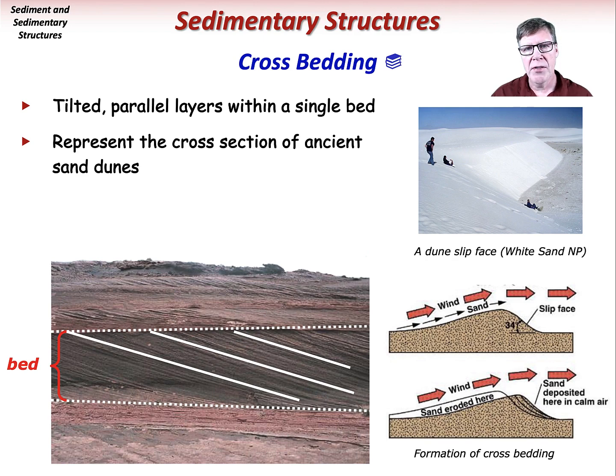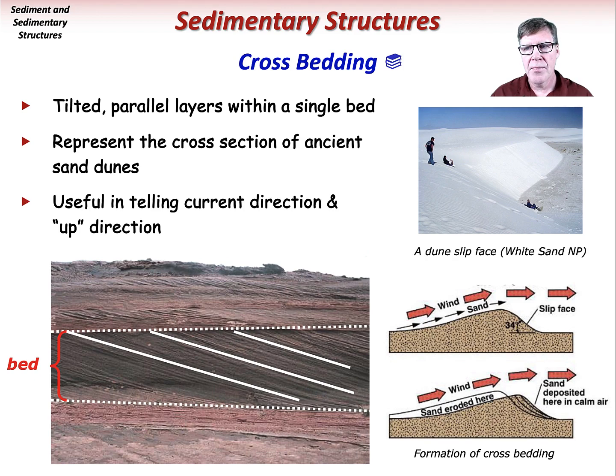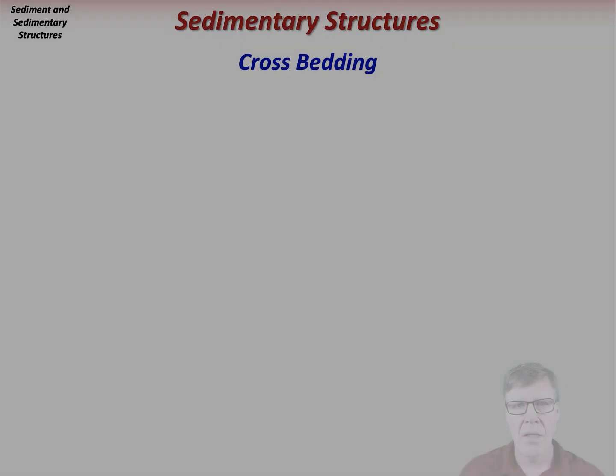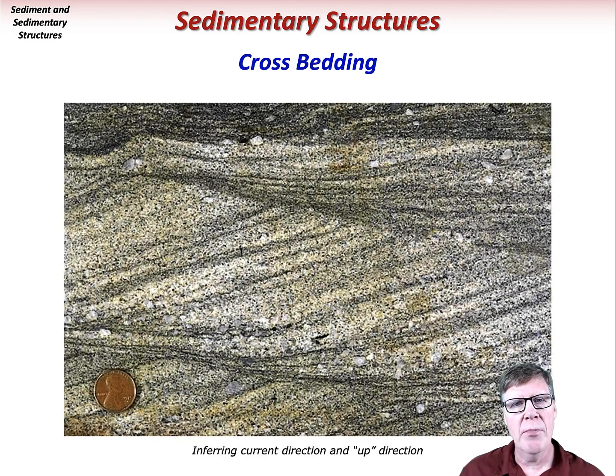As with ripple marks, crossbeds are useful in determining current direction, but they can also indicate what is the top and bottom of the bed, otherwise known as the stratigraphic up direction. These crossbeds can tell us quite a bit about ancient current activity, and from looking at the orientation of the crossbeds, we can say that the current was generally to the left.